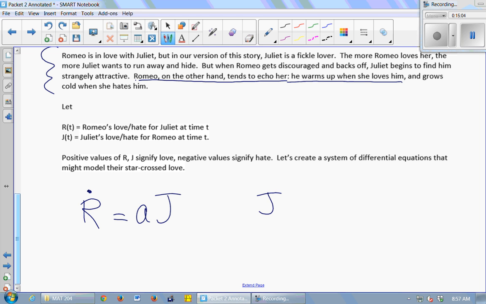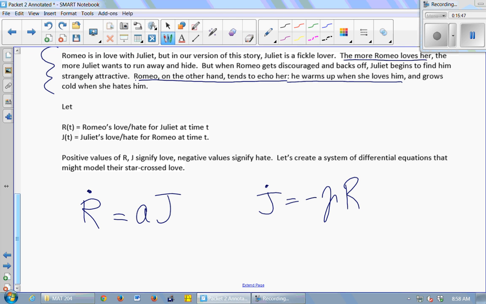And then let's look at how Juliet's love is changing. Okay, so Juliet, when Romeo loves her, she doesn't want anything to do with him, right? So J dot is negative some gamma R, right? It's proportional, but it changes in the opposite direction. When Romeo loves Juliet, Juliet's love is decreasing, so we make it negative, right? And when Romeo hates Juliet, we take the opposite, and Juliet's love is growing.